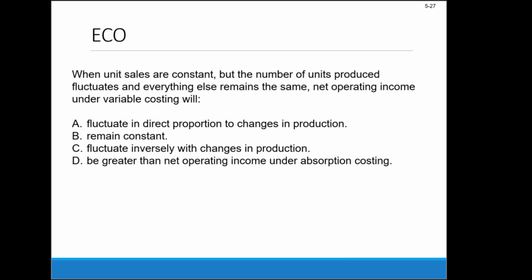One more question here. When unit sales are constant, but the number of units produced fluctuates, everything else remains the same, net income under variable costing will do what? Again, give this a quick pause, give it a thought, and then come back for the answer. So the answer there is B, to remain constant.